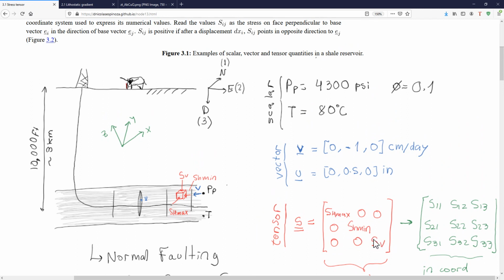One more thing to notice in this case is the position of the elements or the variables within the tensor. SH max aligns with the direction of the north. And this is what I have here in my physical representation as well. SH min aligns with direction east-west, which is the second element, and that's why it's located second. And third, the vertical stress is aligned with the third axis. That's why it is in location 3, 3.